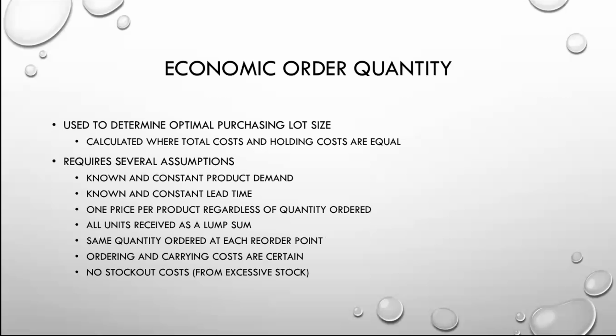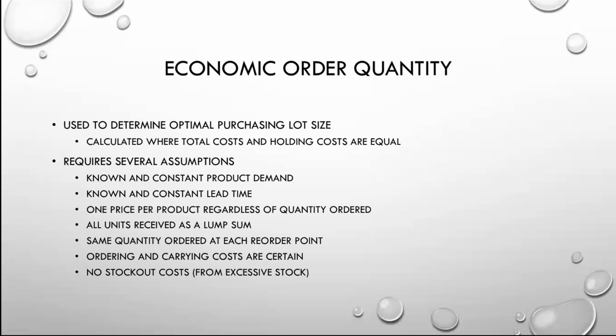So all units received is a lump sum. So basically, it says that you receive all units at once. If you receive them separately, then obviously the holding costs will change. So that's something that's important. So obviously, if you get different pricing based upon how many units you receive, both those lines on the graph will shift.